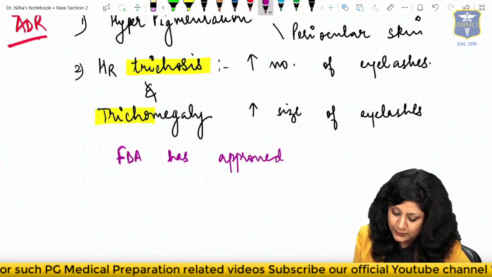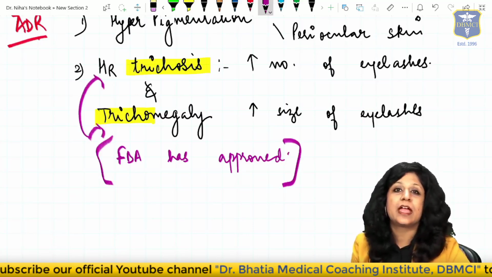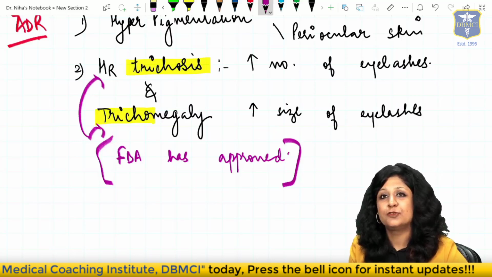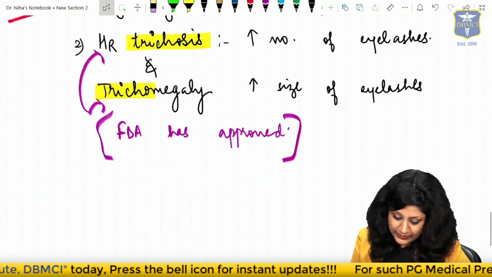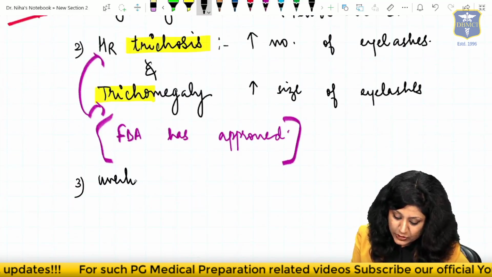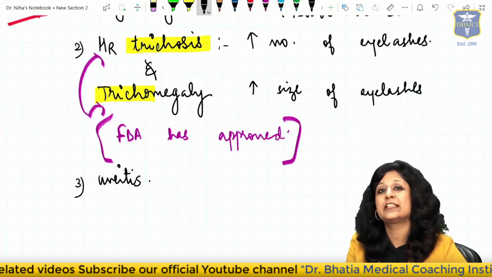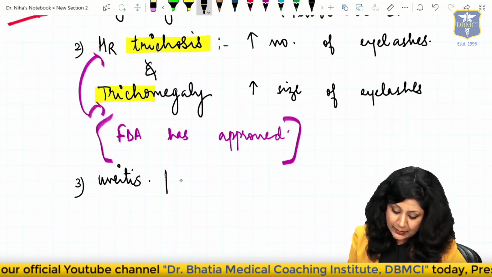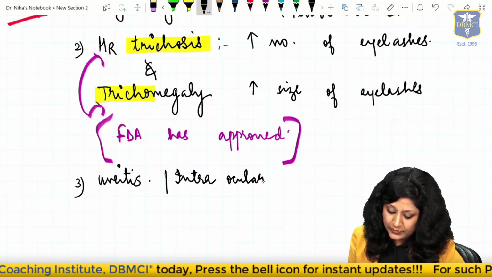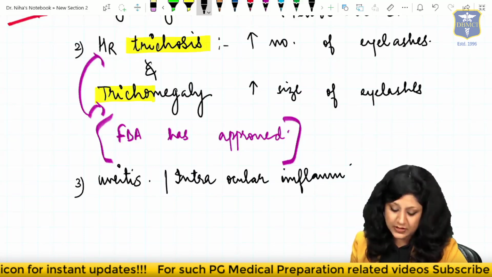the use of these prostaglandin analogs for causing this hypertrichosis as well as trichomegaly, and now so many beauty clinics are there which are using these prostaglandin analogs for these effects. Okay. Now what next? Number 3, it is also causing uveitis. So it should be avoided in patients who are suffering from uveitis, or if they previously had an attack of uveitis, because any patient who is having uveitis or intraocular inflammation can again suffer from an attack of this uveitis, okay.